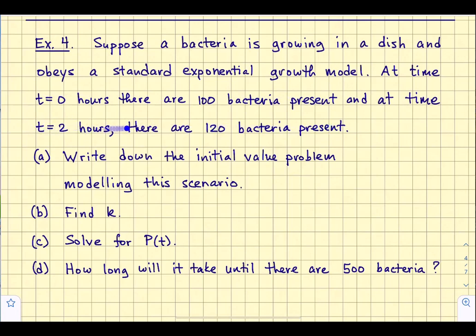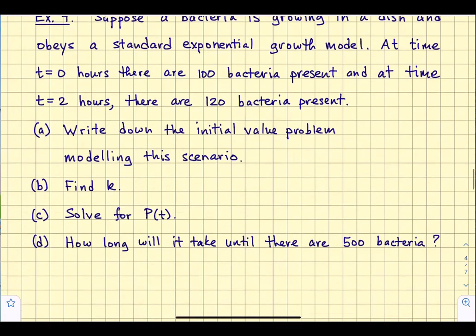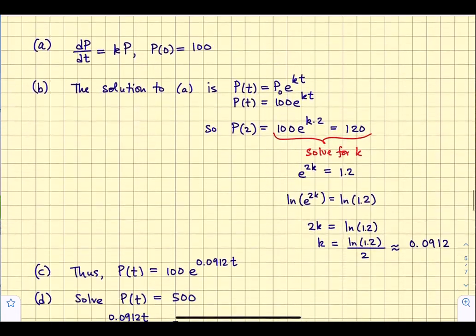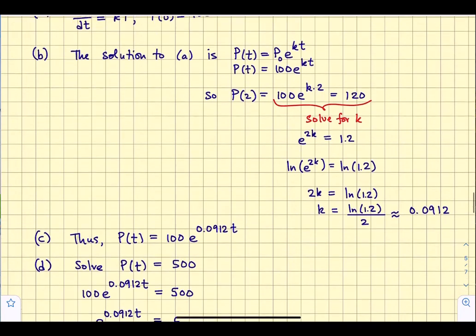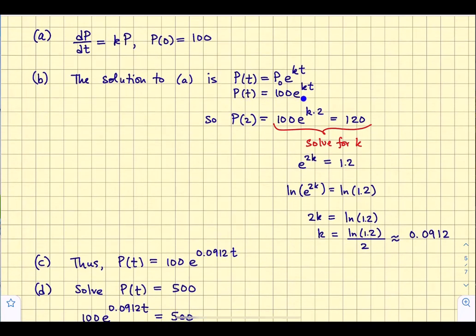As long as you have two observations, and you always have to have at least one, because that is the initial condition, this isn't the initial condition, it's just a secondary observation. As soon as you have a secondary observation, you'll be able to determine the value of k, and I'll show you how. So let's go back. We have so far P of t is 100 e to the kt. We're looking for the value of k.